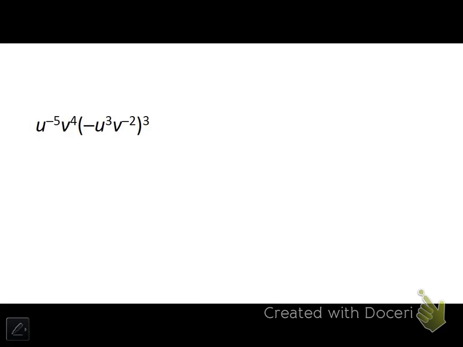Okay, I can't combine these u's yet because of this cubed out front, so I'm going to have to deal with that cubed first. So I'm going to distribute it, so I'm going to get u to the negative 5, v4, and then negative u to the 9th, because we multiply, because it's doing power to a power.